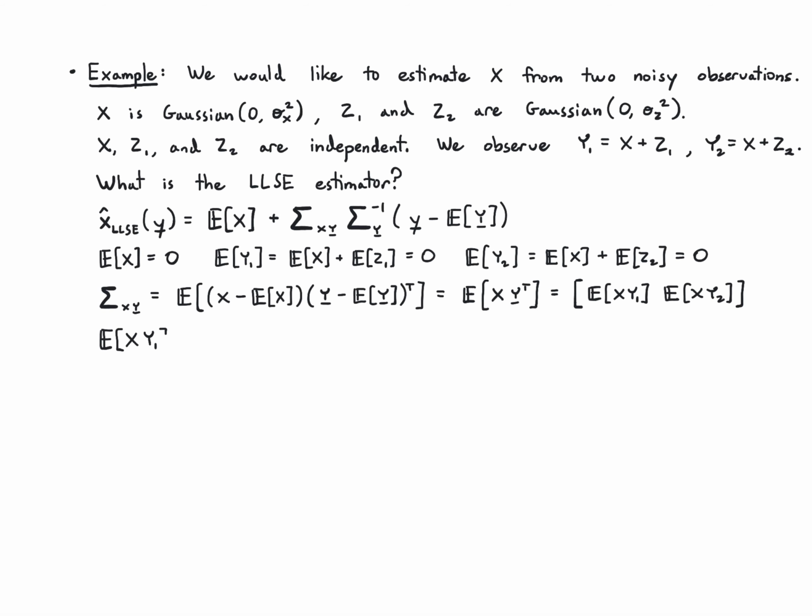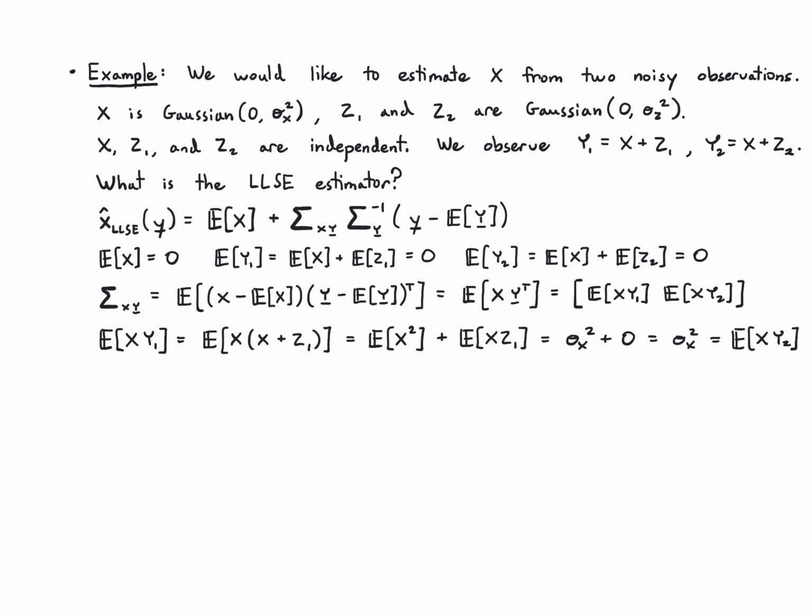And so what we'll get is E of x y1 is just E of x times x plus z1, because that's the definition of y1, which is E of x squared plus E of x z1. And this is going to be sigma x squared, because the variance of x and its second moment will be the same, because x has 0 mean. And the second term is going to be 0 because x and z1 are independent. So it just works out to be sigma x squared. And by symmetry, this is the same as E of x y2, because we would have done the same calculation, just changing z1 to z2. We'll call that symmetry here.